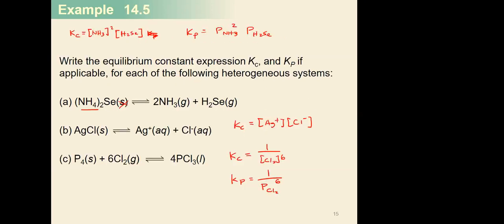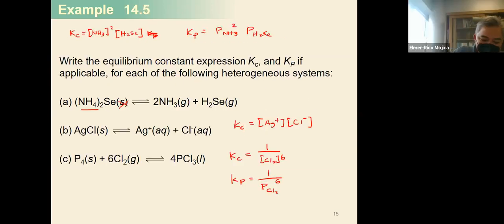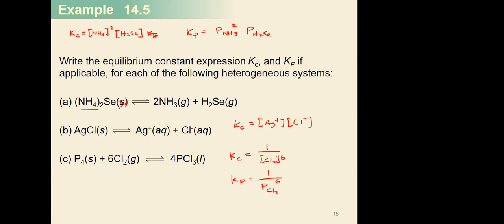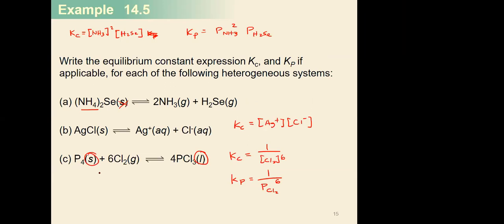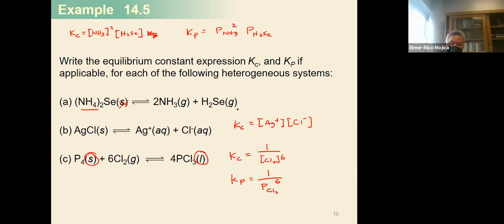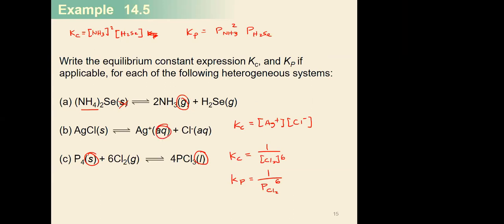Professor, I have a question. Sure. So in this, for C, we don't use the 4PCl3 at all. It's just the 6 we use, 1 over Cl2 to the 6th. Yeah, because this is liquid and this is solid. You don't include them. The only one that you include is either the gas or the aqueous. Okay, thank you.